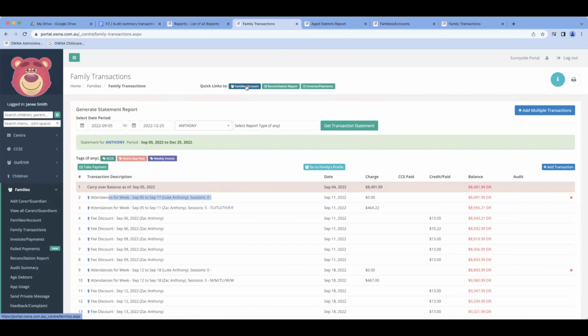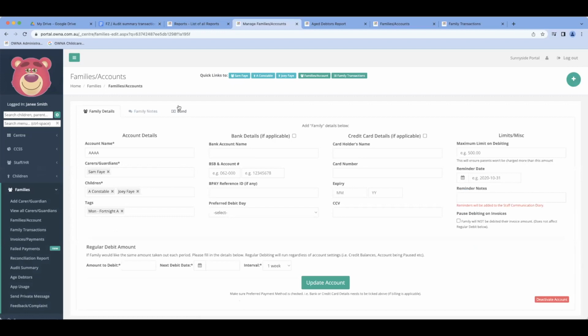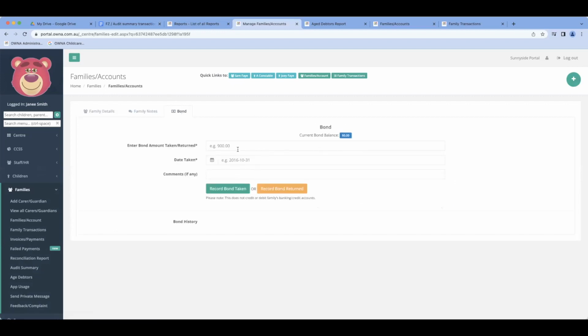And the quickest way to find that is if you go to your families and accounts page. If you click onto your actual account, you've got the bond tab here. So if you click onto the bond tab, this is where you will record that this particular family has actually paid their bond. So this doesn't actually put funds anywhere. It is purely just a record keeping report. Just so you can keep track of how much bond you should have in your bond account if you do have a separate bond account.